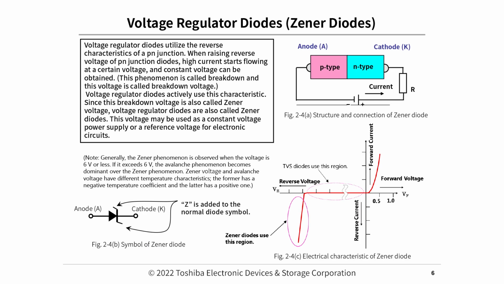Voltage regulator diodes, Zener diodes. Voltage regulator diodes utilize the reverse characteristics of a p-n junction. When raising reverse voltage of p-n junction diodes, high current starts flowing at a certain voltage, and constant voltage can be obtained. This phenomenon is called breakdown, and this voltage is called breakdown voltage. Voltage regulator diodes actively use this characteristic. Since this breakdown voltage is also called Zener voltage, voltage regulator diodes are also called Zener diodes. This voltage may be used as a constant voltage power supply or a reference voltage for electronic circuits.